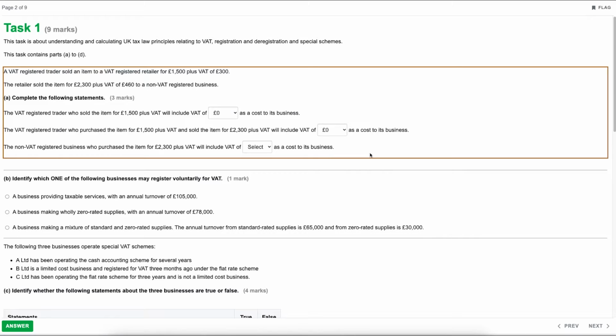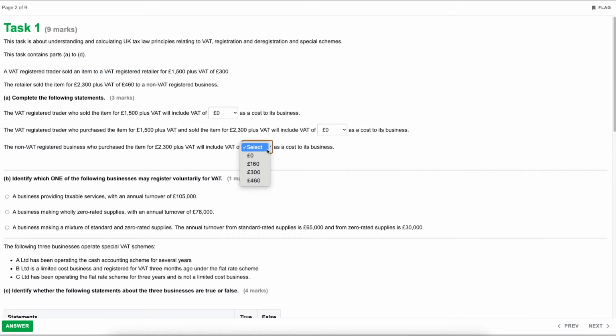Now the last one, the non-VAT registered business who purchased the item for £2,300 plus VAT will include VAT of, and we need to again select from these options, as a cost to its business. Now, this is where things are slightly different because now we're dealing with a non-VAT registered business. Now, because they are not VAT registered, they cannot claim the VAT back on this purchase. And because of that, that would be a cost to that business, okay, because they can't claim back that VAT element. Therefore, obviously, it is a cost to the business.